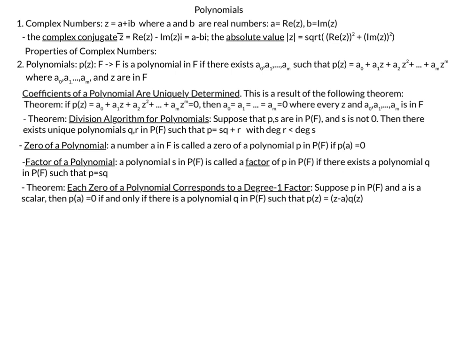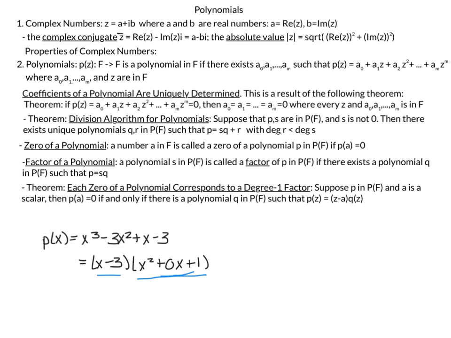We have this theorem that says each 0 of a polynomial corresponds to a degree 1 factor. So putting these two ideas together, suppose that we have a polynomial in P(F) and a is a scalar, then p of a equals 0 if and only if there is a polynomial q in P(F) such that p of z is equal to z minus a times q of z. From our last example, x equals 3 was a 0 because when we plugged in 3 we got a 0, and also we can factor p of z into z minus a, z minus our 0, times another polynomial.